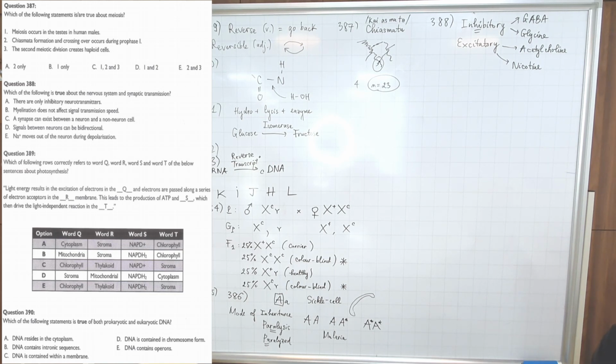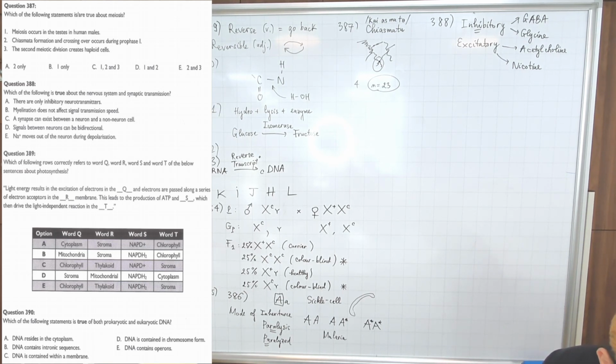Acetylcholine or nicotine. These are two excitatory neurotransmitters. Inhibitory we have GABA and glycine. Okay. So A is wrong because there's not only inhibitory.